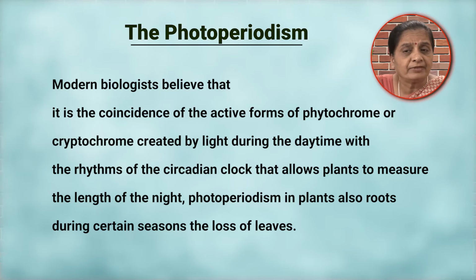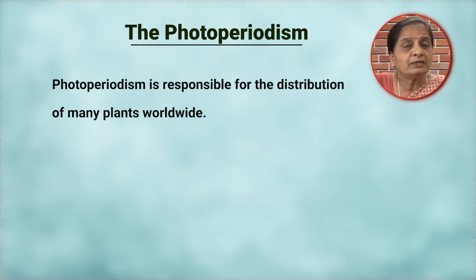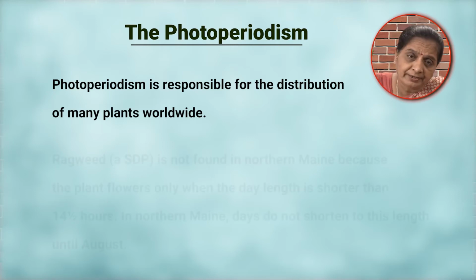Modern biologists believe that it is the coincidence of the active forms of phytochrome or cryptochrome created by light during daytime with the rhythms of the circadian clock that allows plants to measure the length of night. Photoperiodism in plants also includes the growth of the stems or roots during certain seasons and the loss of leaves. Photoperiodism is responsible for the distribution of many plants worldwide.